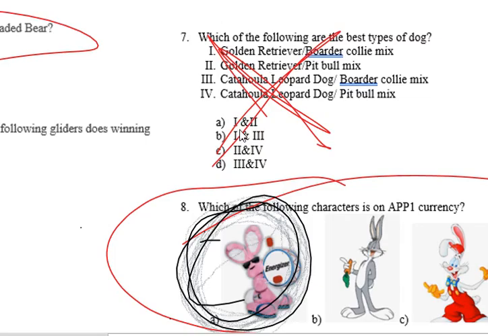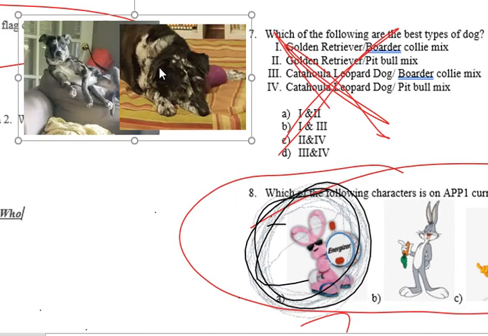All right, now on to the dreaded Roman numeral question. So I see that this is, which of the following are the best types of dog? Oh, that's not too hard. I love dogs. I have dogs. In fact, here are my two dogs. So let's see what it says. Golden Retriever, Border Collie mix, Golden Retriever Pit Bull mix, Catahoula Leopard Dog, Border Collie mix, Catahoula Leopard Dog Pit Bull mix. Now I see some patterns here.